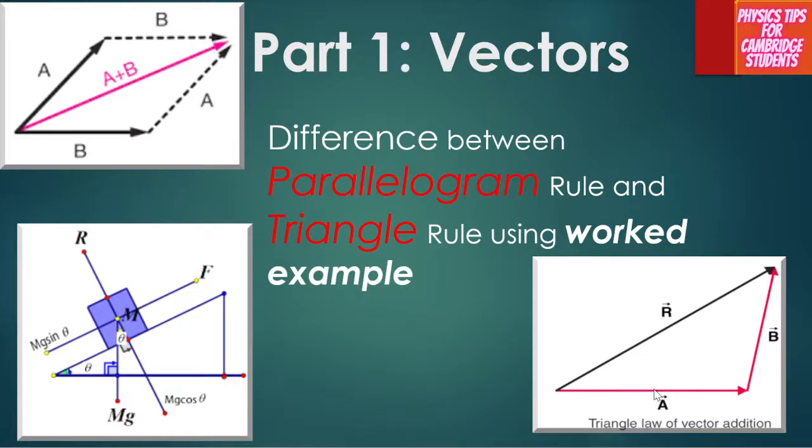On the other hand, with the triangle law of vectors, you have a vector A and a vector B which have been drawn head to tail. So the resultant vector would be the line that closes the triangle, in other words, that joins the tail of A to the head of B.